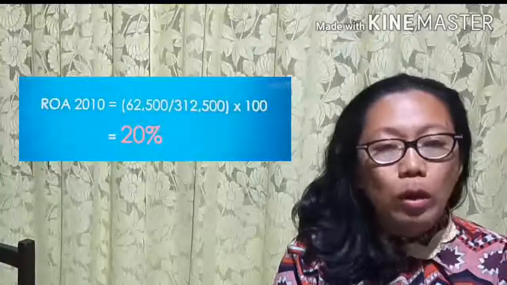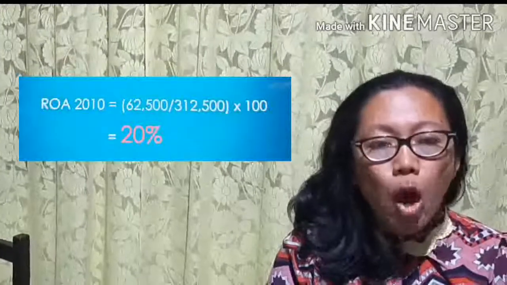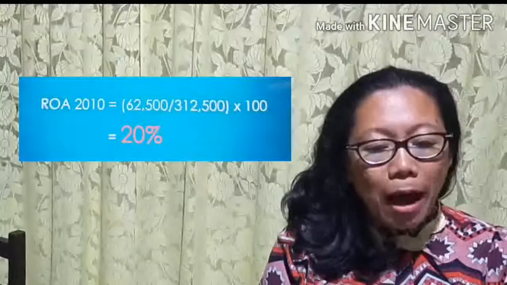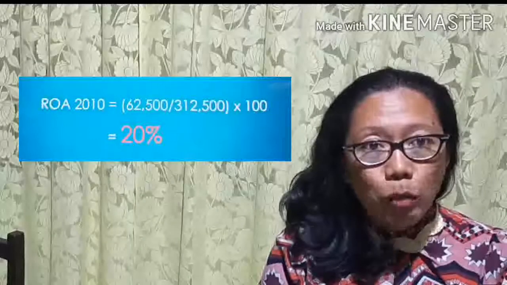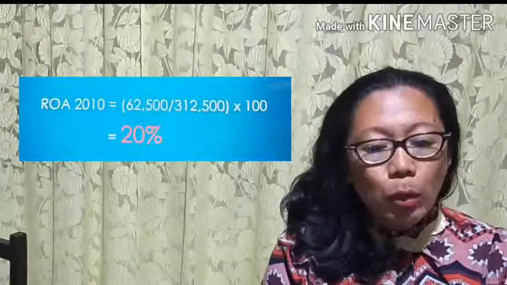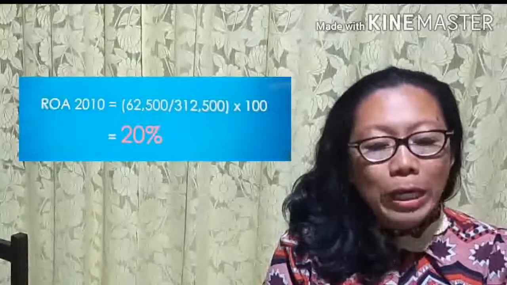And the ROA for 2010 is equal to 62,500, which is the net profit before tax for 2010, divided by 312,500, which is the total assets for 2010, times 100, is equal to 20%, an increase of 5% from 2009 to 2010.